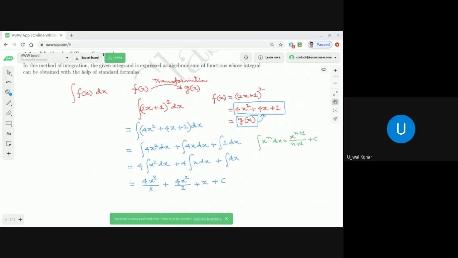For this particular problem, anyone has any simplest doubt? No doubt, right? Okay.